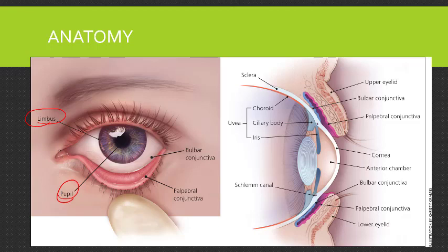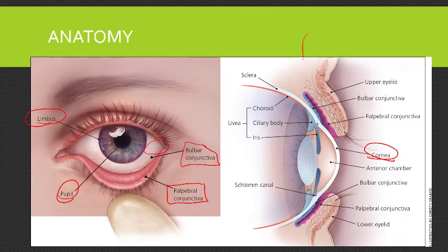The limbus separates the cornea, which is the clear part, right? So we see the cornea over here, over the iris and the pupil, from the conjunctiva. The conjunctiva is the white part, also called the sclera. So we have different kinds of conjunctiva. We have the bulbar conjunctiva, which is actually over the globe. And then we have the palpebral conjunctiva, which is over the actual lids themselves.